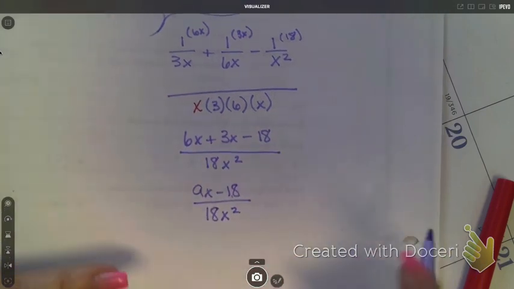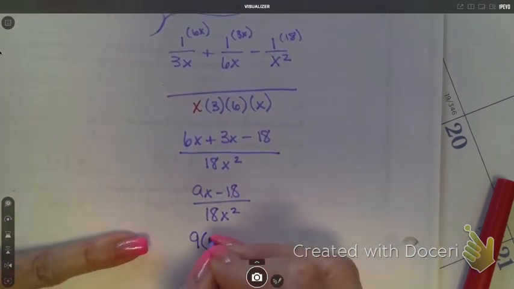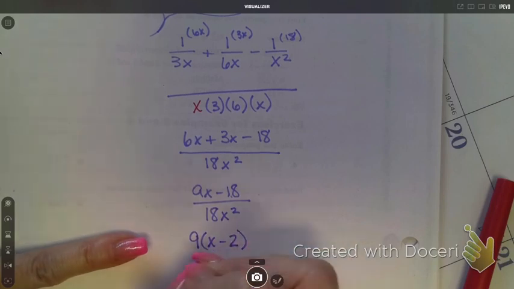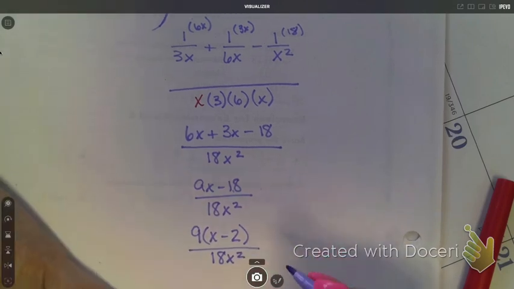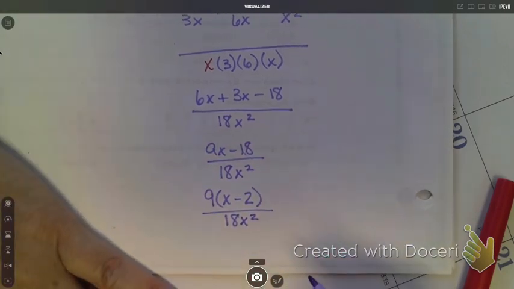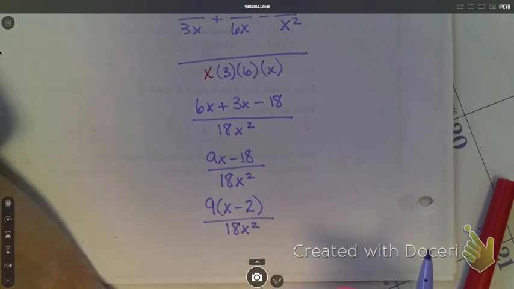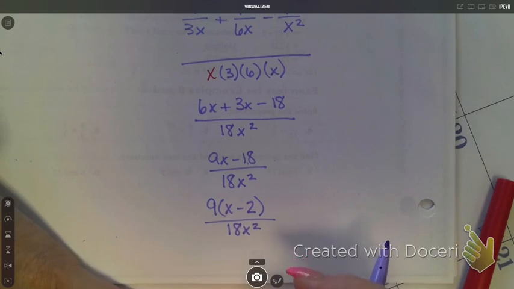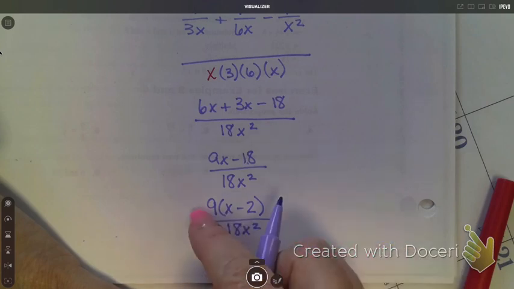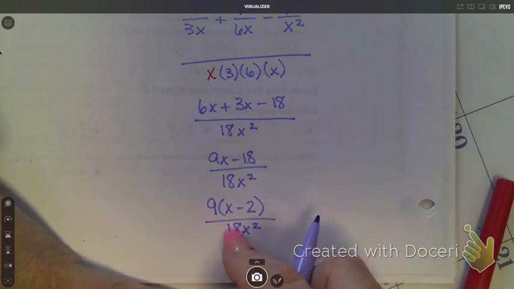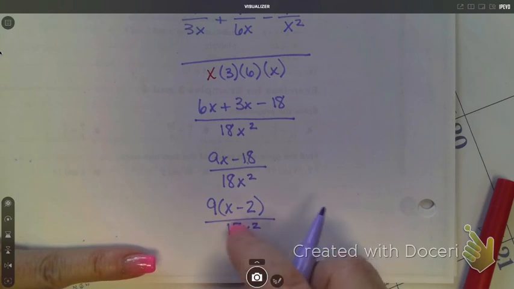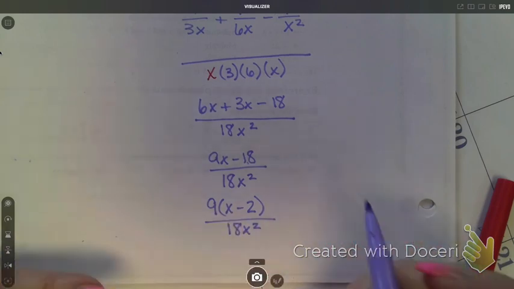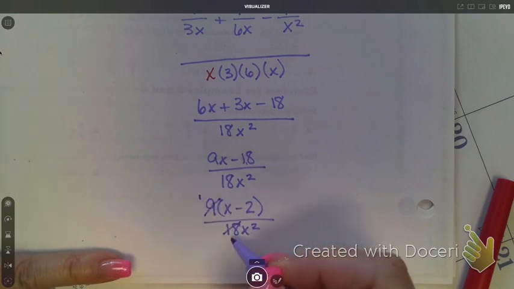Am I done? No, because we need that in lowest terms. I can factor out a 9. So I get 9 times x minus 2. Yep. Am I done yet? No. Yes, you are. I'm not. Emma's right. Why, Emma? Because it still has an x squared. Well, no. Can't you factor that? Can't 9 go into 18? Because 18x squared isn't a quantity. It's just a multiplication, right? So this would be a 1 and this would be a 2.